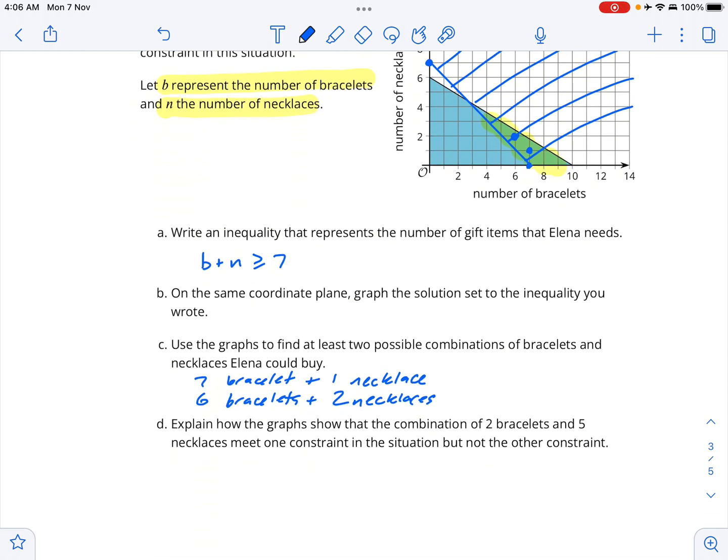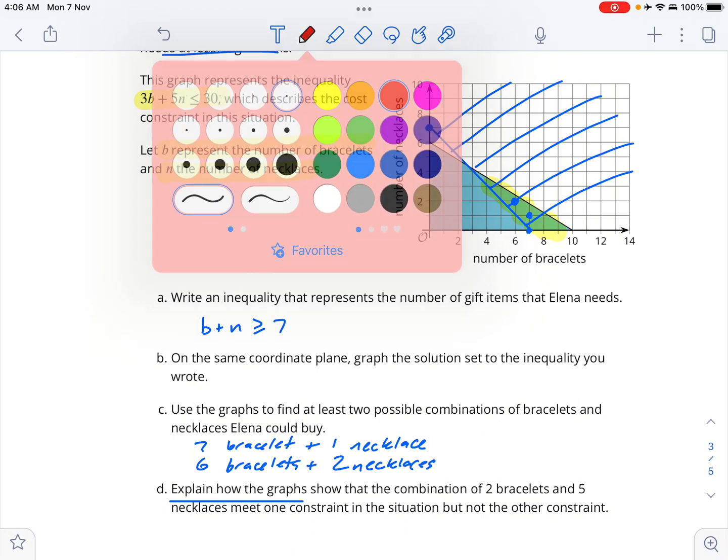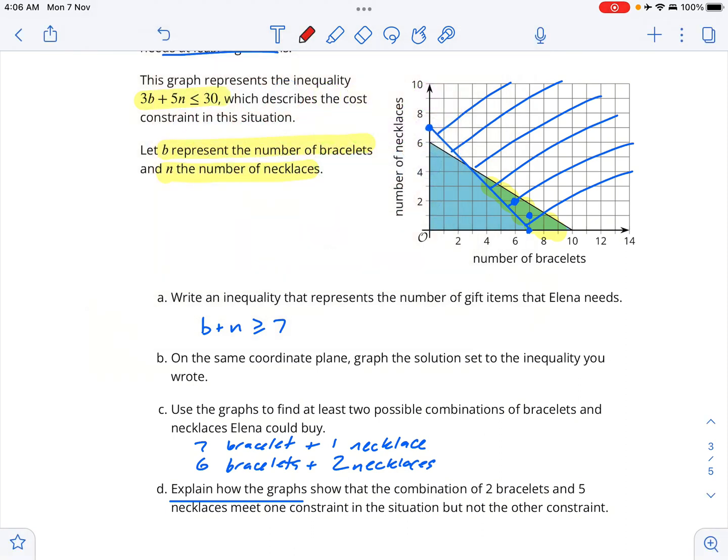Explain how the graph shows that the combination of 2 bracelets and 5 necklaces meets one constraint in the situation, but not the other. Now, it's really important that you read the directions here. It says, explain how the graph shows. Sometimes people will automatically want to substitute it into the inequalities and show that it doesn't work for one, which is fine, except that's not what the question's asking you to do. So (2, 5) is going to be right there.